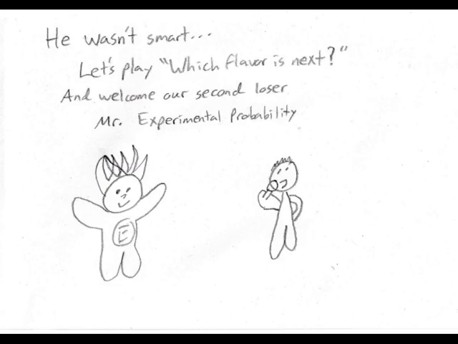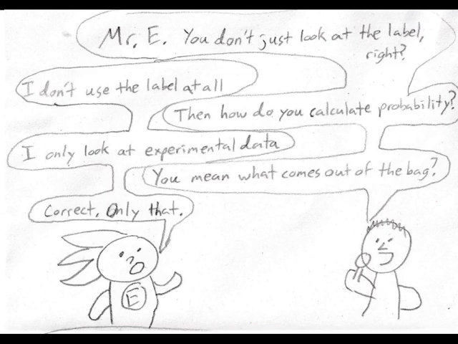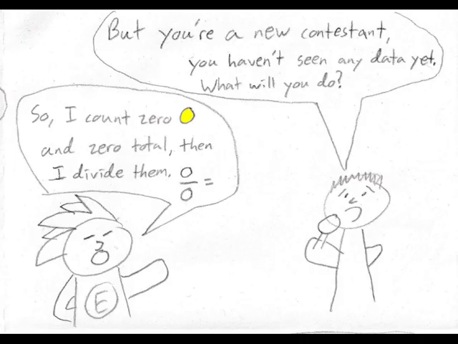He wasn't smart. Let's play which flavor is next and welcome our second loser, Mr. Experimental Probability. Mr. E, you don't just look at the label, right? I don't use the label at all. Then how do you calculate probability? I only look at experimental data. You mean what comes out of the bag? Correct. Only that. But you're a new contestant. You haven't seen any data yet.